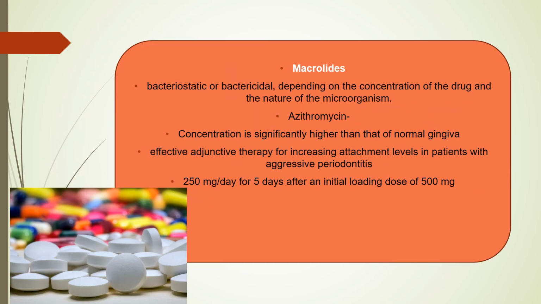Coming to the macrolides, they inhibit protein synthesis by binding to 50S ribosomal subunits of sensitive microorganisms. This can be bacteriostatic or bactericidal depending on the concentration of the drug and the nature of the organism. They include erythromycin, spiramycin, and azithromycin. Out of these, azithromycin is the only antibiotic that has an effect on periodontitis. Its concentration is significantly higher than that of normal gingiva, and it is an effective adjunctive therapy for increasing attachment levels in patients with aggressive periodontitis.